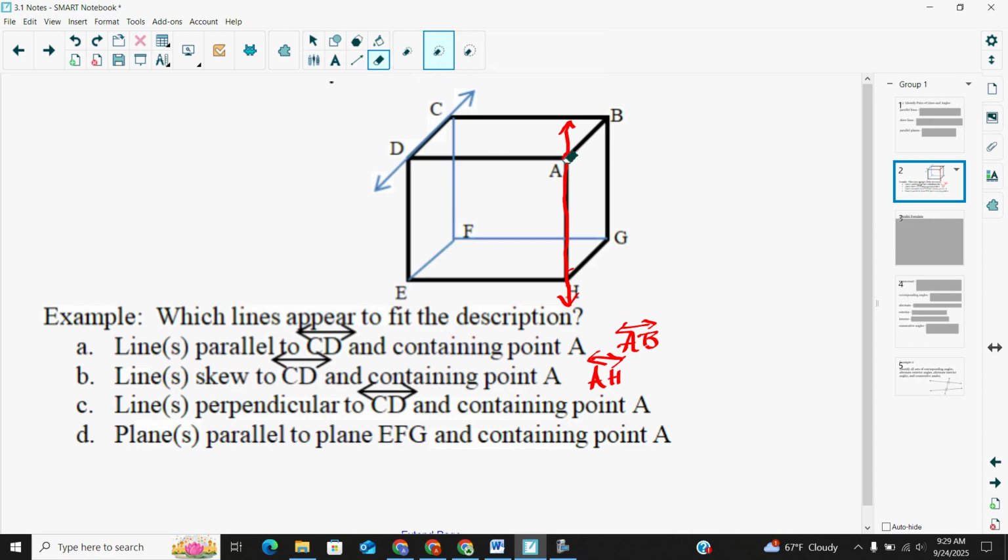Perpendicular to CD and containing point A. So perpendicular, I need a right angle in here. Notice this line right here, assuming I've got a rectangular prism. Based on our figure here, it doesn't appear to be right necessarily, but we know with a rectangular prism, we're going to have a right angle in there. It should be line AD. Again, BC is also perpendicular. Containing point A is eliminating that.